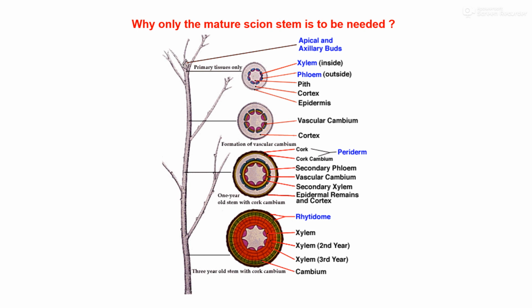Why do we need to use only mature scion for grafting? Because for grafting there is a need of the vascular bundle layer or the cambial layer, which is developed with the maturation or lignification of the wood. That's why when we select the scion, it should be properly mature.